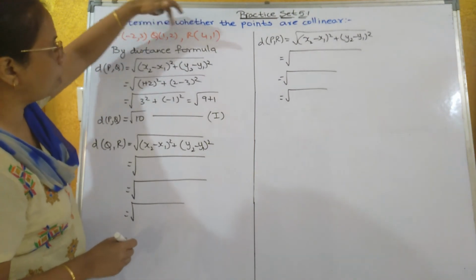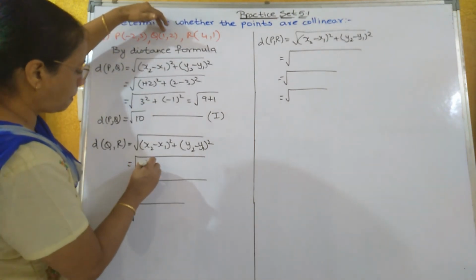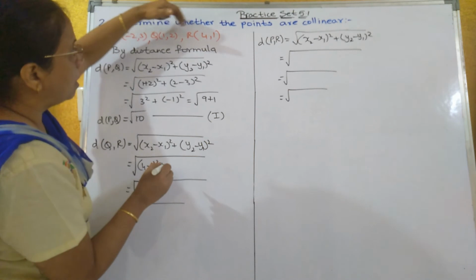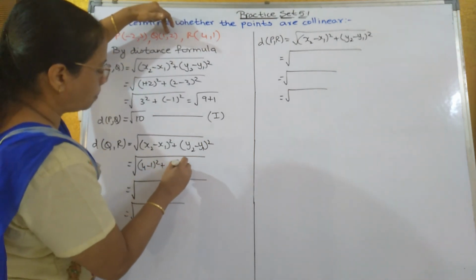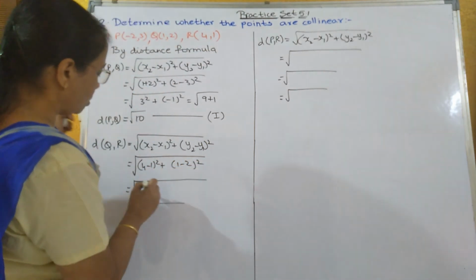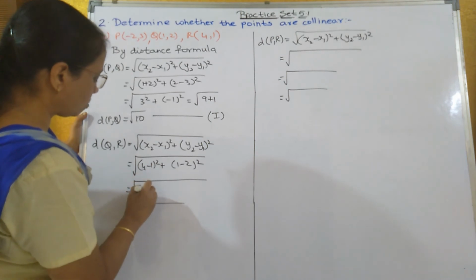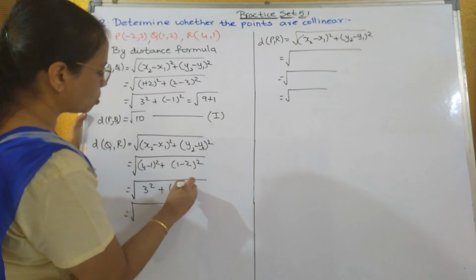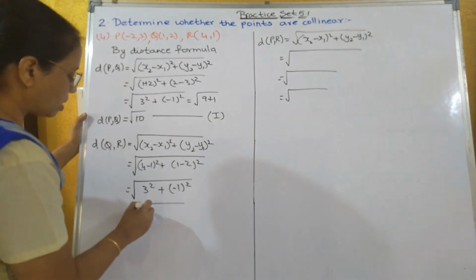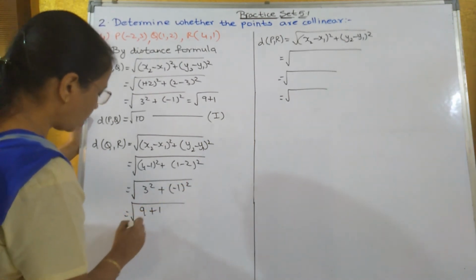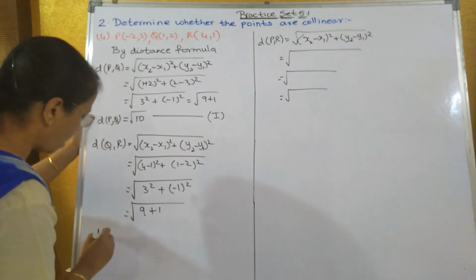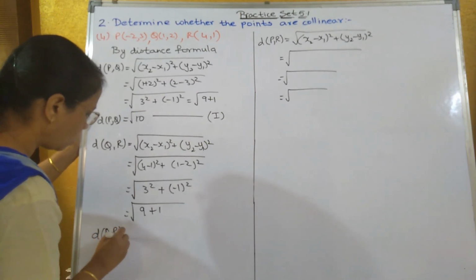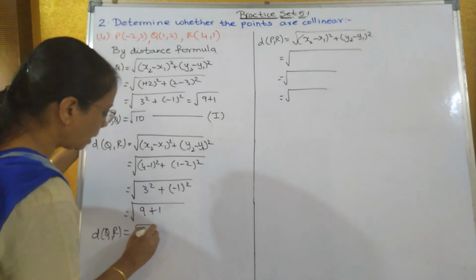Next QR. QR, 4 minus 1, (1 minus 2) the whole square. So that's equal to 4 minus 1 is how much? 3 square plus 1 minus 2 is how much? Minus 1 the whole square. So that's equal to 9 plus 1. So distance QR is equal to root 10. Let this be 2.